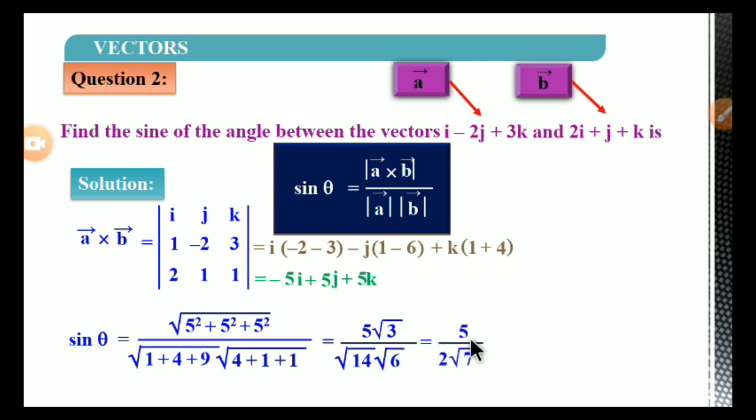So this is also equal to 5 divided by 2 into square root of 7, because here I am taking square root of 2 and square root of 2. This is there. So the square root of 3 and square root of 3 will be cancelled. So 5 divided by 2 into square root of 7 is the simplest form. So sine theta, the sine of the angle between the vectors, is sine theta equal to 5 by 2 into square root of 7.